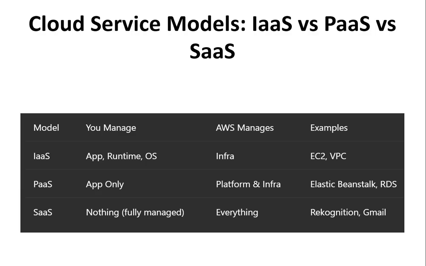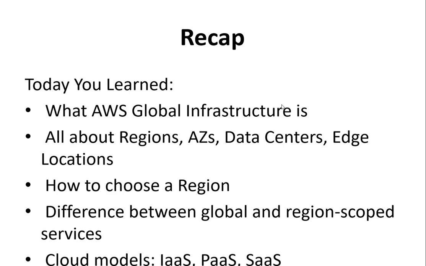And then when it comes to SaaS, everything is managed. You just use the tool, for example AWS Rekognition or Gmail. It's like you're using the software, nothing but fully managed, okay? Before going to the next slide, this will help you decide how much control or simplicity you want when building apps. Okay, the next one. This is completely done.